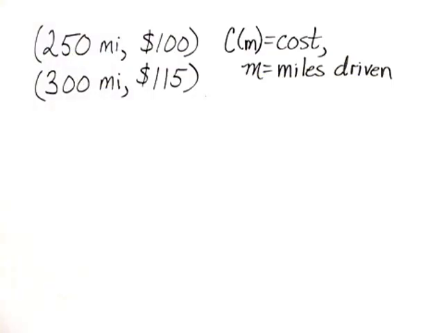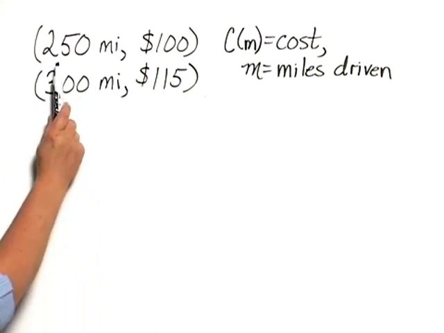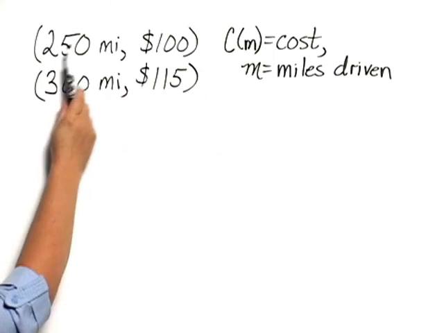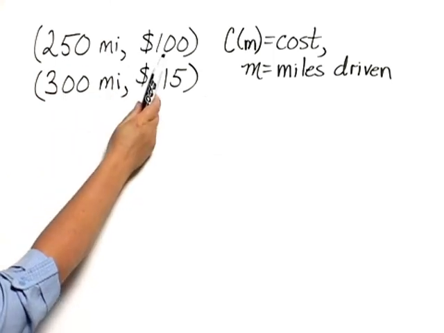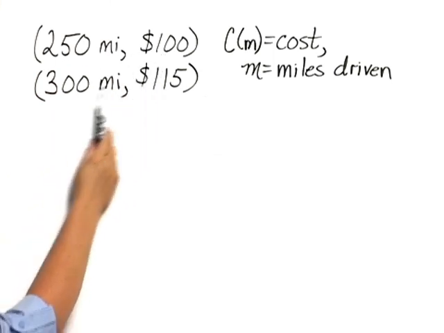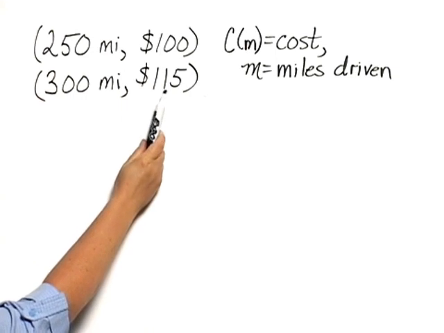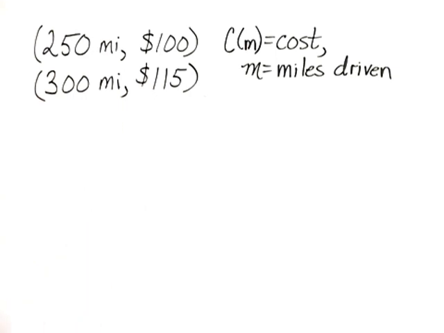Let's start by looking at part A. We can write the information as ordered pairs, where we have the number of miles and the cost. 250 miles is $100. 300 miles is $115. And we're looking for a linear function. So the first thing we'll find is the slope.